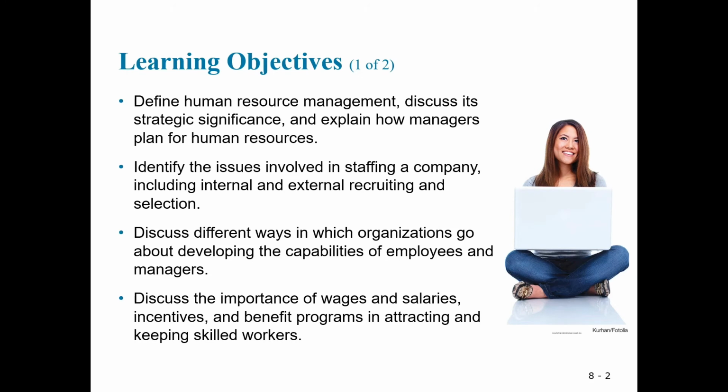The learning objective of today's lesson is that at the end of this lesson, you will be able to define human resource management, discuss its strategic significance, and explain how managers plan for human resources. Identify the issues involved in staffing a company, including internal and external recruiting and selection. Discuss different ways in which organizations go about developing the capabilities of employees and managers. Discuss the importance of wages and salaries, incentives, and benefit programs in attracting and keeping skilled workers.